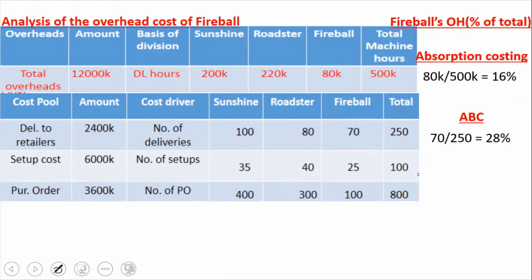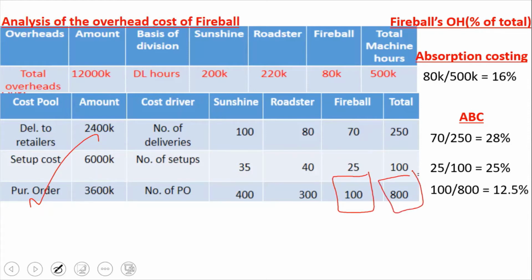Now going to the second cost pool, that is the setup cost. What is the share of Fireball? It is 25 out of 100. So expressing as a percentage, it is 25%. Here again, there is an increase from 16% to 25%. Now going to the last cost pool, that is the purchase ordering cost. What is the share of Fireball? It is 100 out of 800. So the percentage works out to 12.5%. So here there is a reduction.